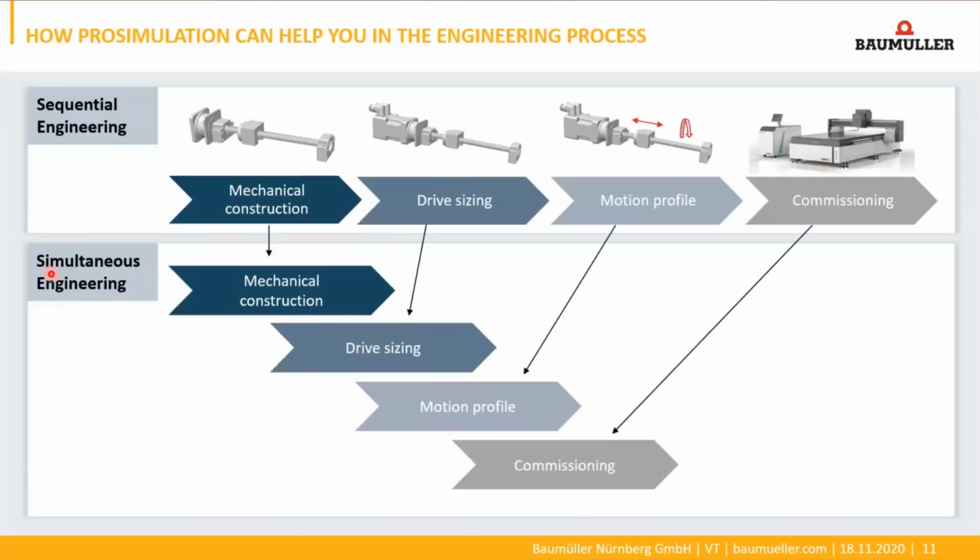With ProSimulation, it is now possible to parallelize these steps through the simulation. This is called simultaneous engineering. As an example, the search for a suitable motor can already be started in the simulation during the mechanical design. The same applies to the other steps. These can be processed simultaneously through simulation. This saves time and money, and above all improves the time to market for your product.